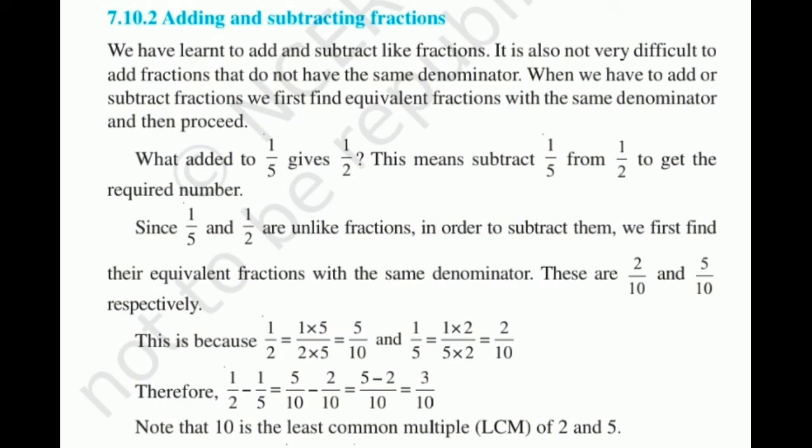This is because 1 by 2 is equal to 1 into 5 by 2 into 5, which is 5 by 10, and 1 by 5 can be explained as 1 into 2 by 5 into 2, which is 2 by 10. Hence, both are now like fractions, therefore 1 by 2 minus 1 by 5 can be written as 5 by 10 minus 2 by 10. So 5 minus 2 is 3 by 10. Note that 10 is the least common multiple of 2 and 5.